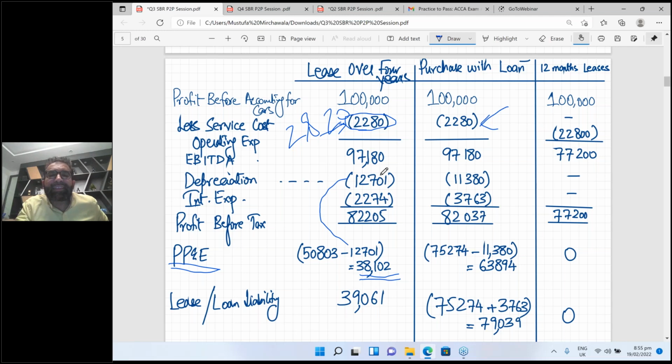Now let's start deducting the two things. The first is depreciation. See, this is the depreciation and this is the interest. 3763 is the interest. Sir, how did you calculate the interest? All of you, please take out your calculator. Write 75274 multiply by 5%. So now your profit before tax is 82037. Just use your brain. In the first two options, the profit before tax is almost the same.